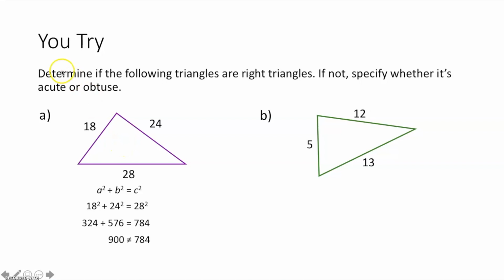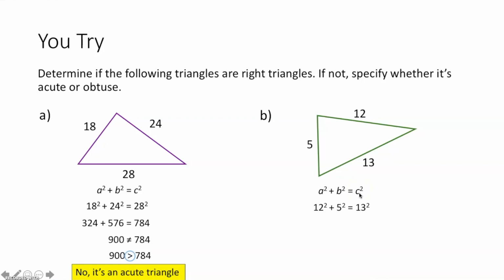Well, is it acute or obtuse? In this case, when we did a squared plus b squared, it was greater than c squared. Because a squared plus b squared is greater than c squared, we know this must be an acute triangle. Over here we have 5, 12, and 13. We choose the longest side to be our c. That would be this 13 right here. So that's going to go in for our C.